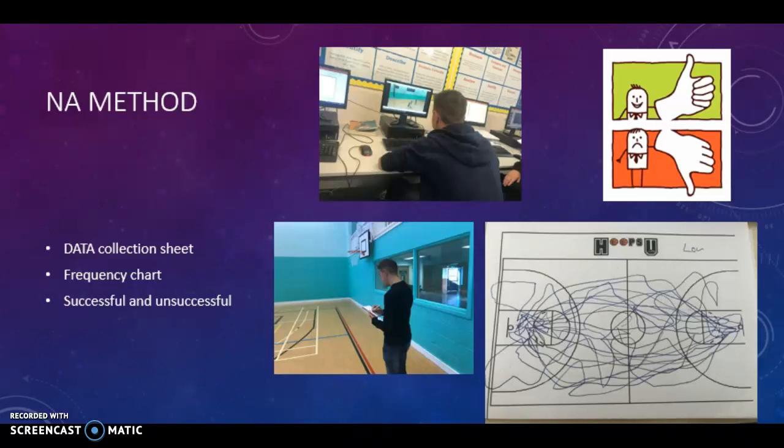So we're doing it as a tally. Every time that one was successful, we put one in the successful 3-pointer, or we put it in the unsuccessful 3-pointer. And at the end, we calculate a percentage, give feedback to the player, and then help them improve.